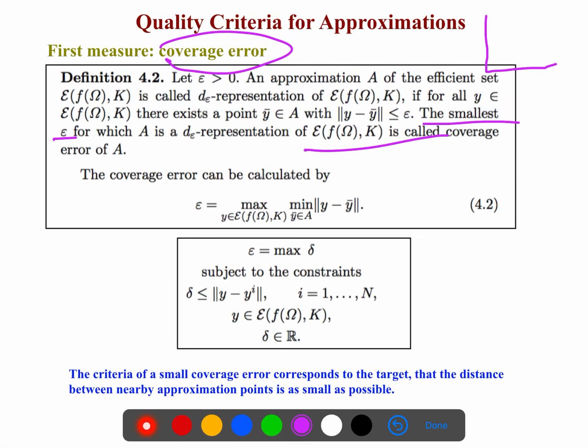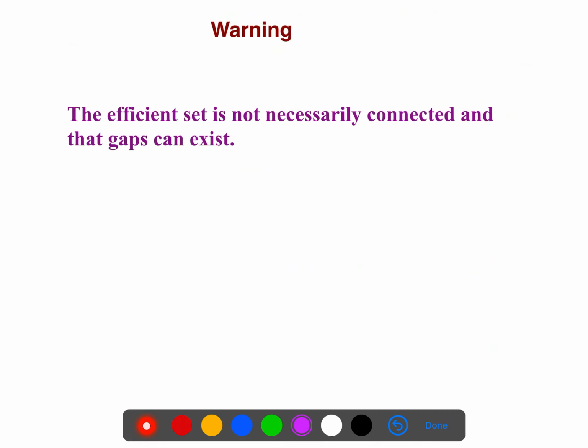And I will show you why it is itself an optimization problem, because we have, for example, three different quality measures, and there is a trade-off between these quality measures as well. For a given coverage error, you also have to minimize the other two quality criteria. And the efficient set is not necessarily connected. I will show you with an example.